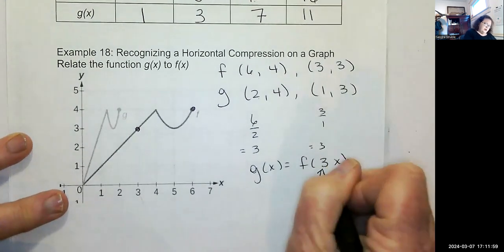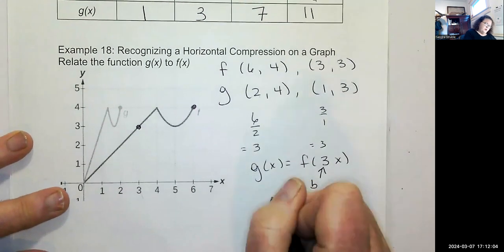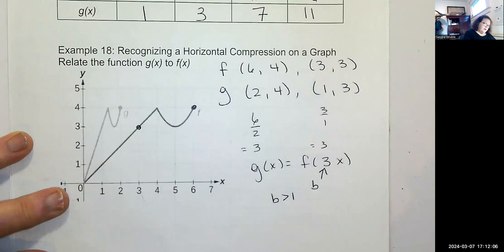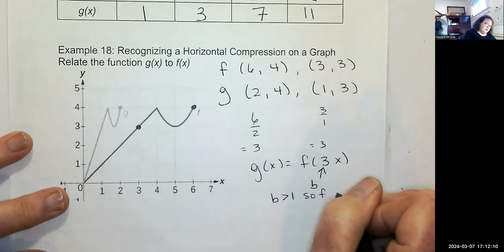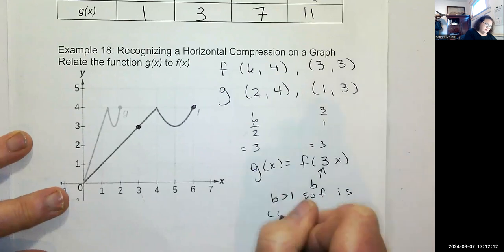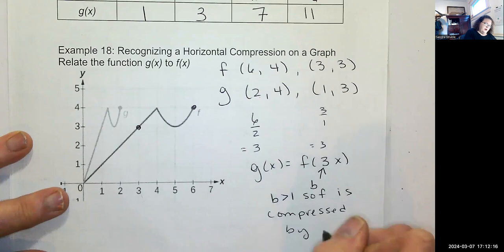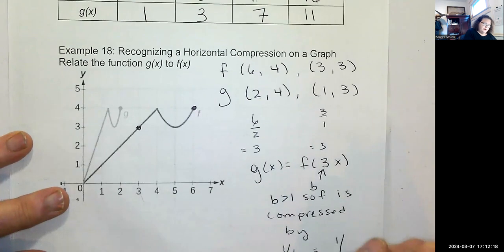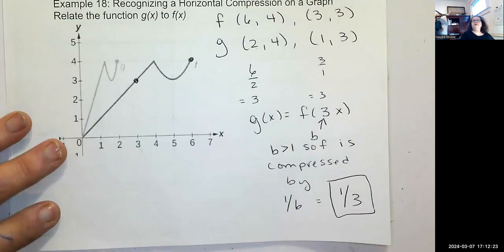Now this is our B, and B is greater than 1. So F is compressed by 1 over B, which is 1/3. Okay? And that's how I figure those out.